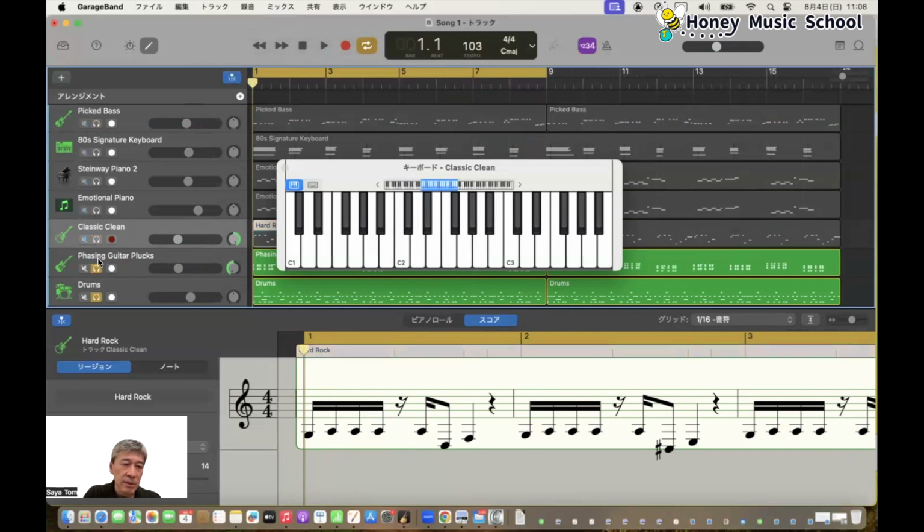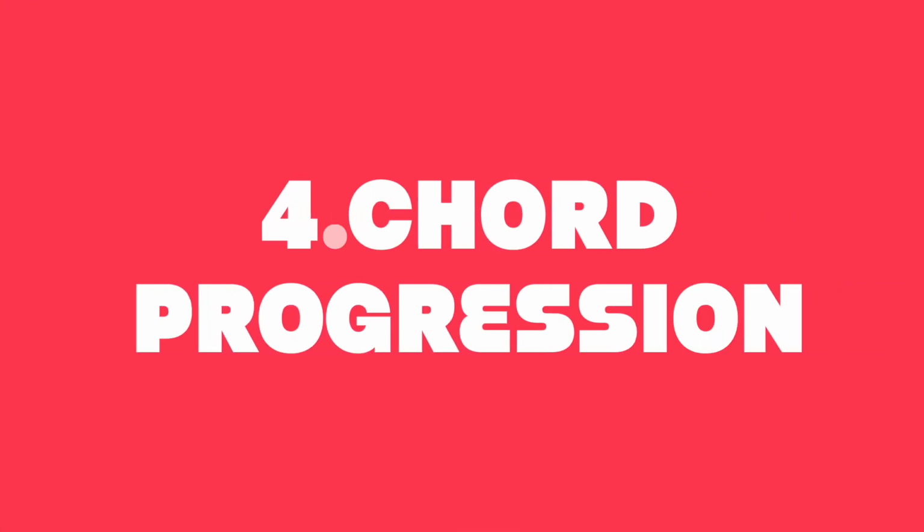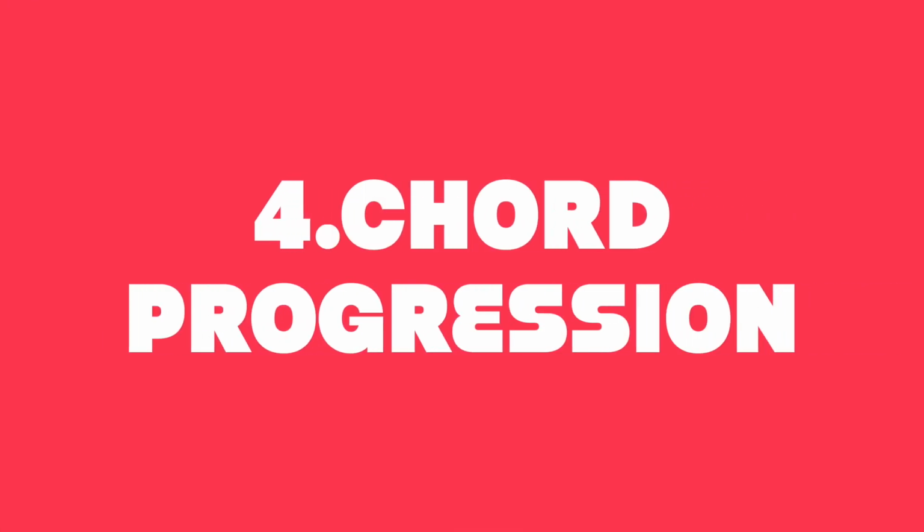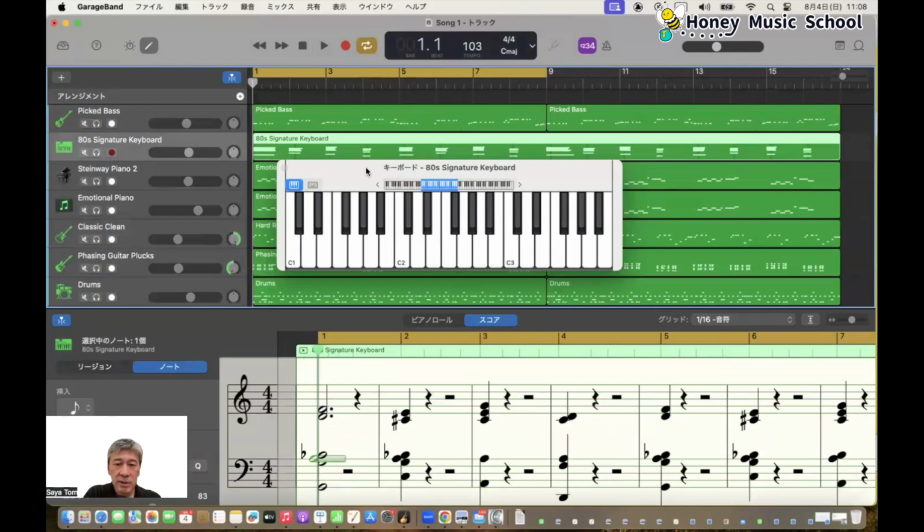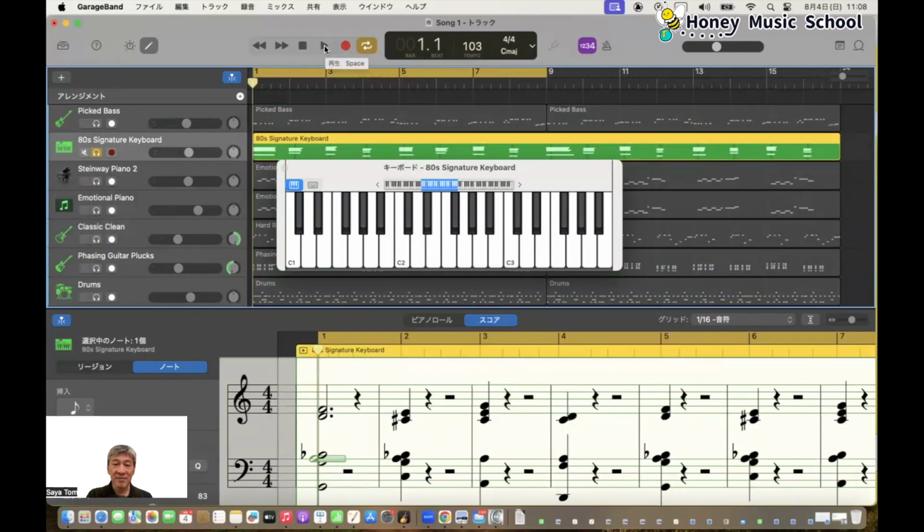Right. Okay, so the last element 4, which is chord progression. So let's look at the chords. I'm going to play the chord instrument. Right. You can look at the keyboard. You can look at the notes below on the score. So let's go.